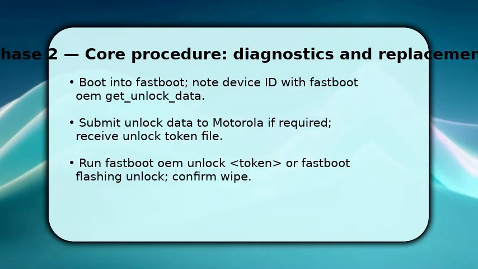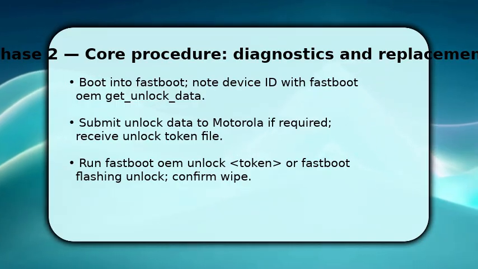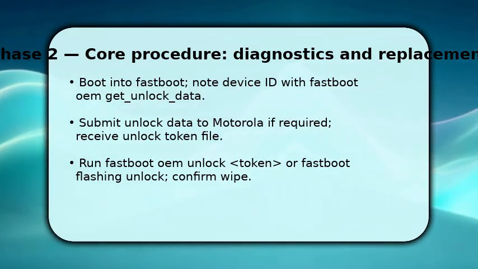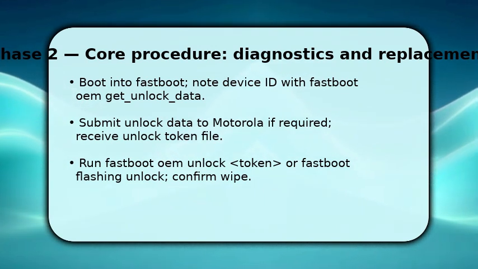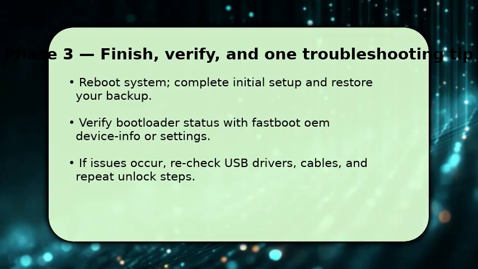Back on the PC, use the provided token with fastboot oem unlock token or fastboot flashing unlock. Follow prompts and confirm. The bootloader will be unlocked and the device will factory reset, which is expected. You finish by rebooting the phone and completing the setup flow, then restore your backup.